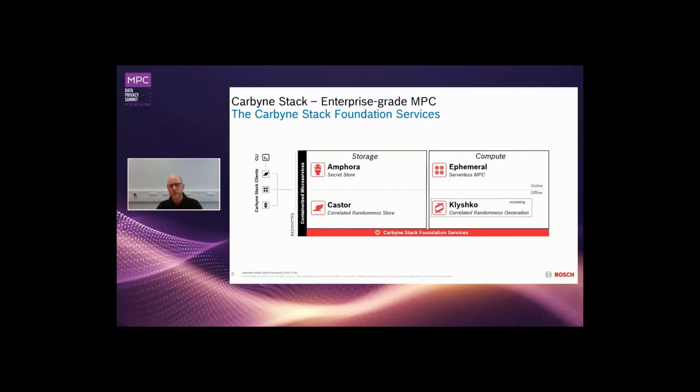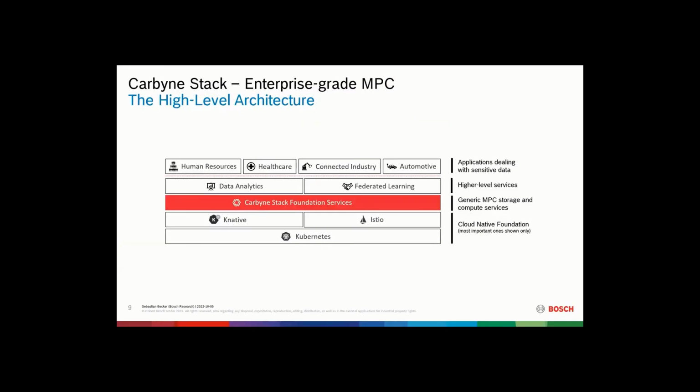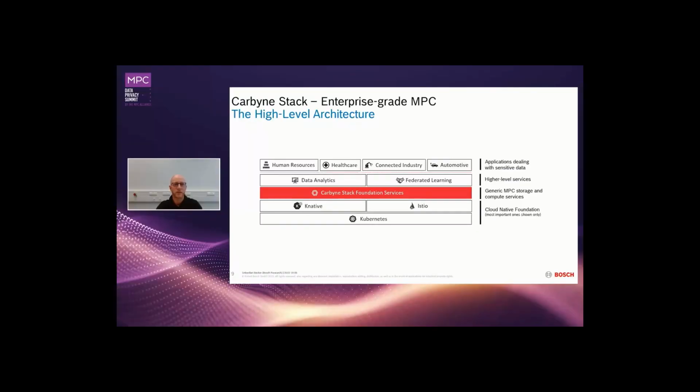The decoupling and separation into storage and compute functionality allows individual and load-dependent scaling of the parts of the offline and online phase. And these foundation services build the central layer in the architecture on top of cloud-native technologies as the basis, where the architecture illustrates the three, for us, most important cloud-native technologies: Kubernetes, Knative, and Istio.